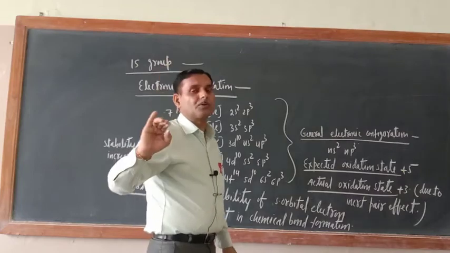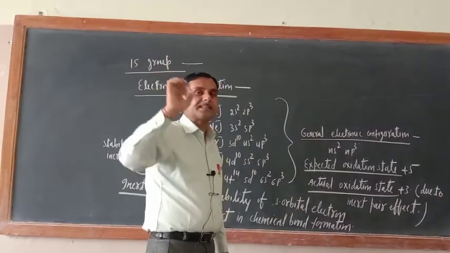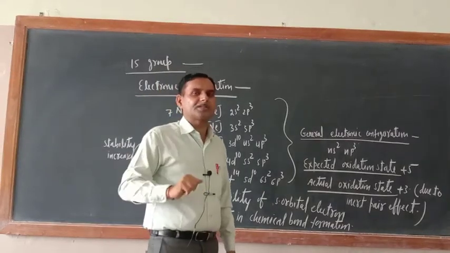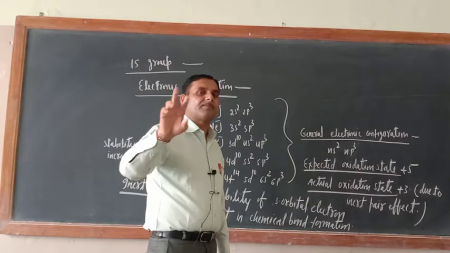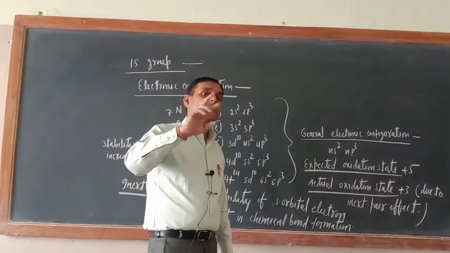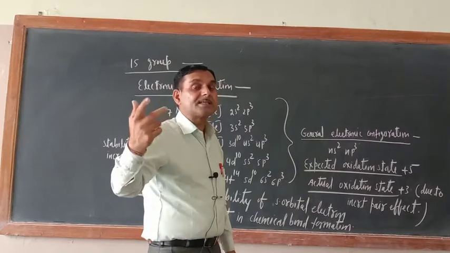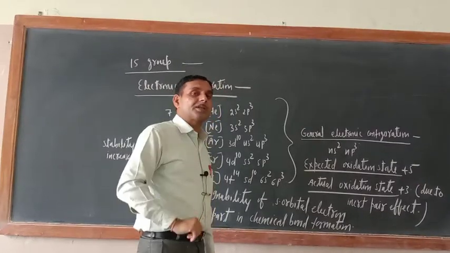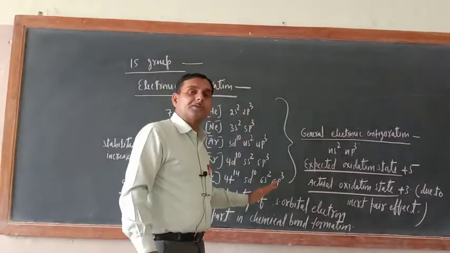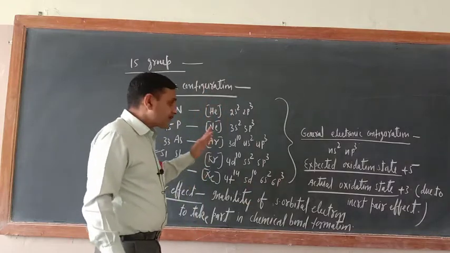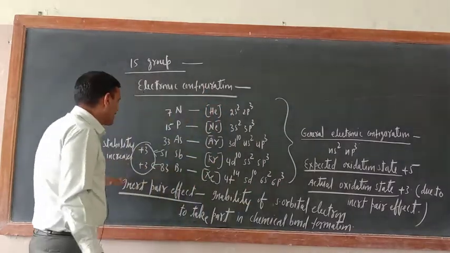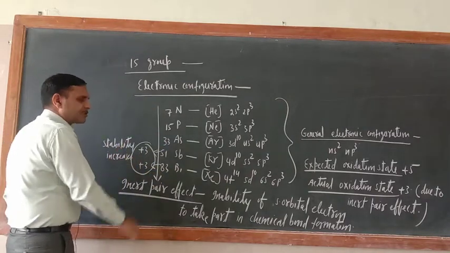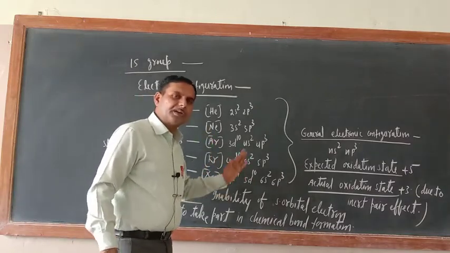That is why in 14th group elements, especially Sn and Pb, the +2 oxidation state is more stable. Last year you have written questions also: PbCl2 is more stable than PbCl4, SnCl2 is more stable than SnCl4. The stability of the +2 oxidation state increases down the group in the 14th group. The same is the case with the 15th group: the stability of the +3 oxidation state increases down the group. This is because of the inert pair effect.